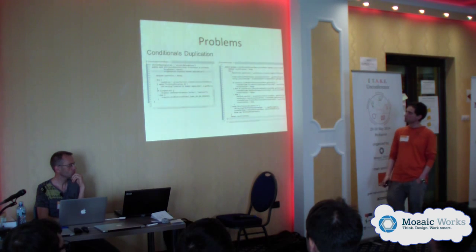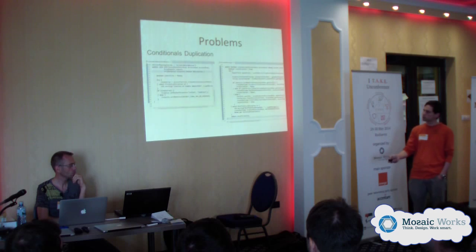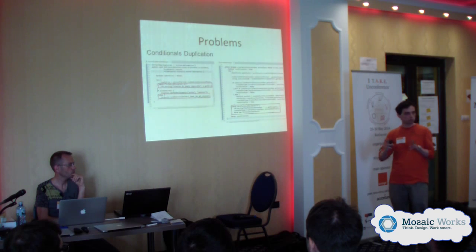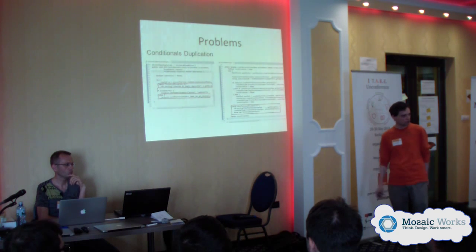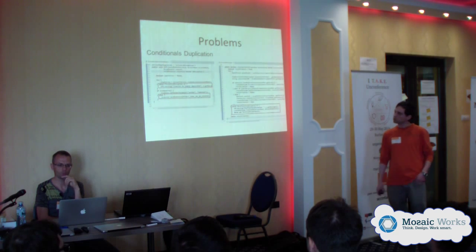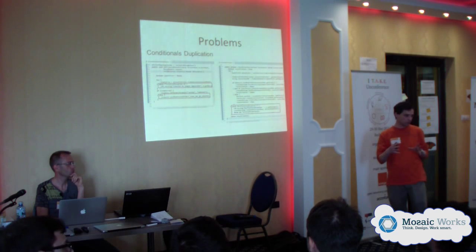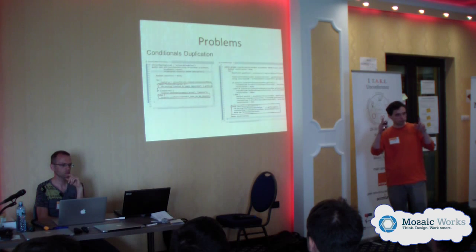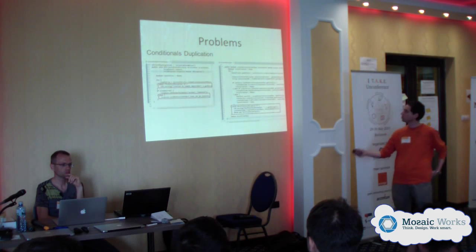The second problem is conditional duplication. As we see, we have a condition here, this conditional repeats this one, and this conditional repeats this one. So we always duplicate the conditional business rule. That's a problem, because we break the encapsulation of the business rule. So when you want to maintain or evaluate your code, it's quite difficult. You have to maintain both of the classes.